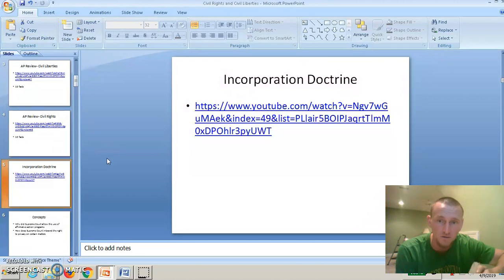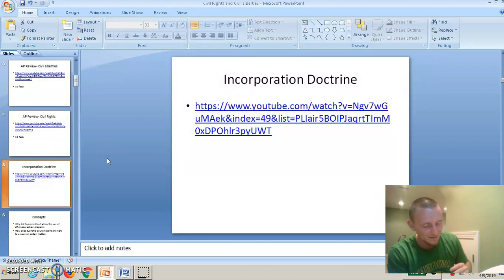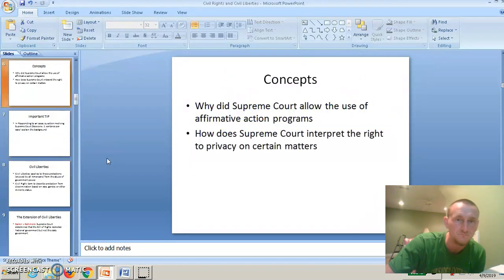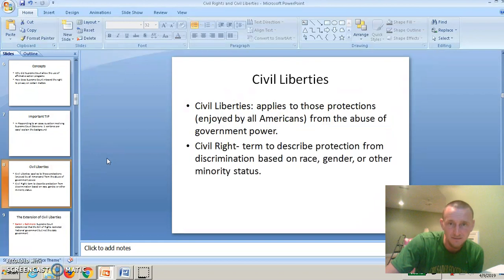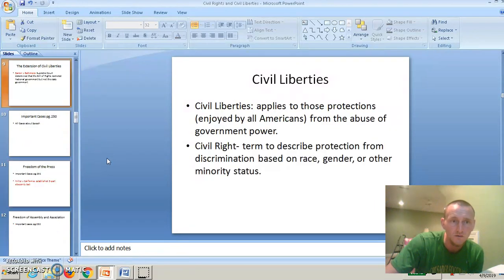Two parts to it are your civil liberties and your civil rights. Protection against discrimination, and then protection for all Americans is your civil liberties, what the government can and cannot do. Okay? Got your concepts. I'm going to go through these quickly. You got your civil liberties. This is what I just pretty much went over.